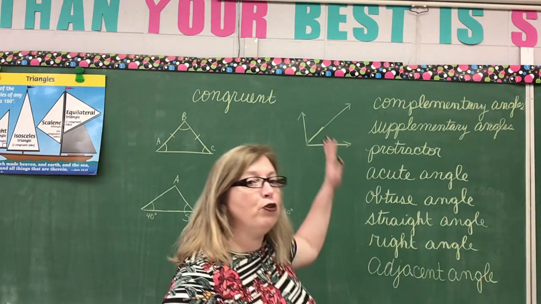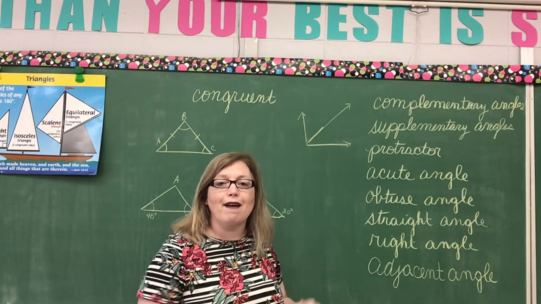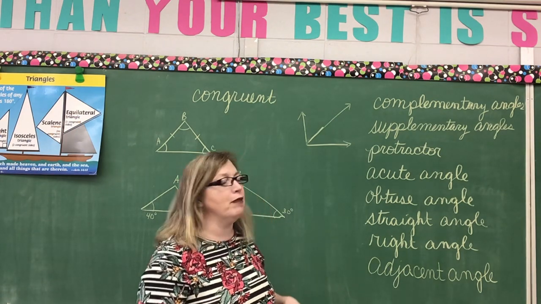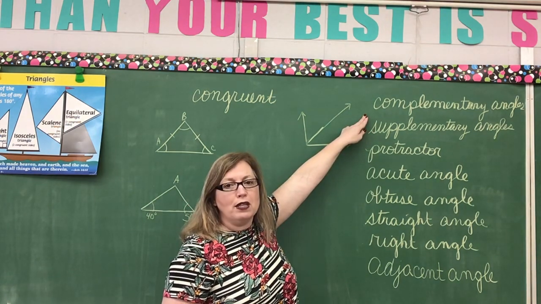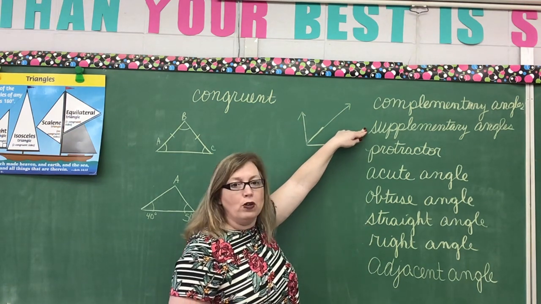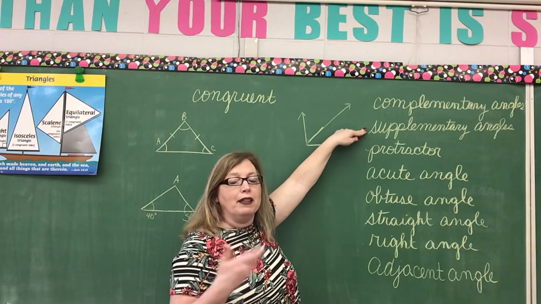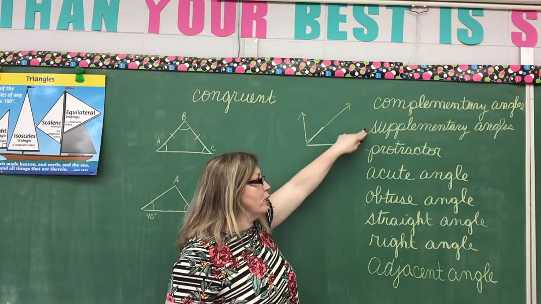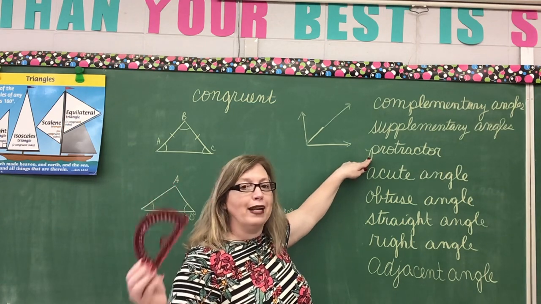Now, if you don't know these terms, you're gonna need to write them down so that you have them available to you. Okay, so let's say them again quickly. A complementary angle is when I add two angles and they equal 90 degrees. Supplementary angles, two angles, when they're together, they will have an adjacent side, but they will equal 180 degrees. A protractor, it is the tool we use to measure an angle.